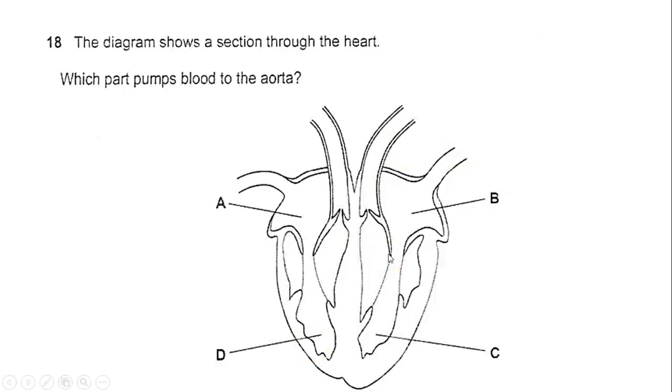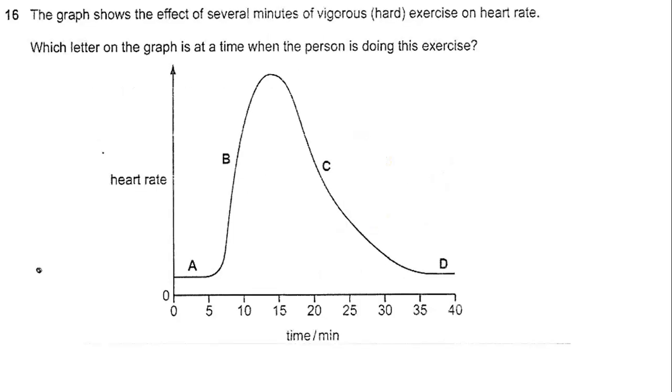From where does the blood leave to the aorta? From here, from the left ventricle. It's going to leave from here. So the correct answer is C.